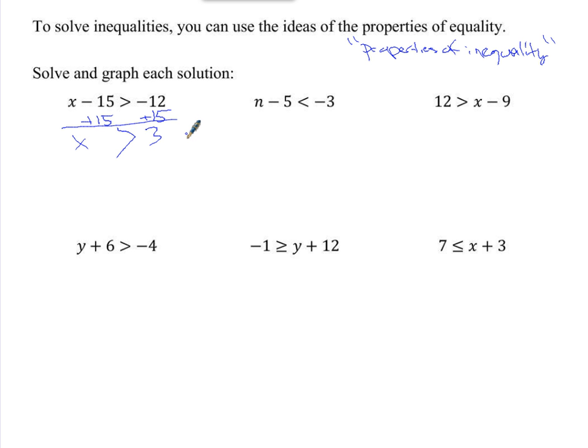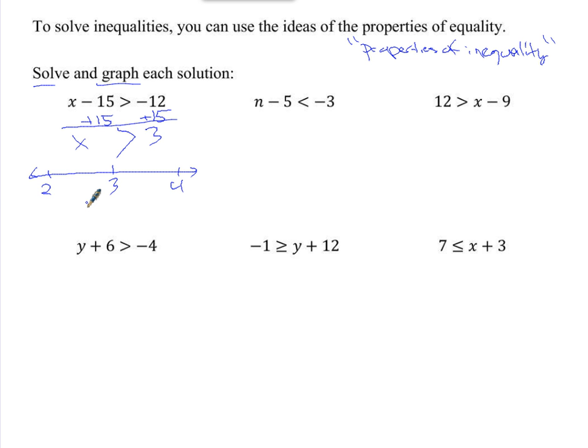And now we need to remember how to graph the solution, because it says solve and graph each solution. To graph it, we need to draw a number line. We need to put the number directly in the center. That's a 3. We need to put a couple of numbers on either side, so we have maybe 4 and 2. Now we have a nice complete number line.